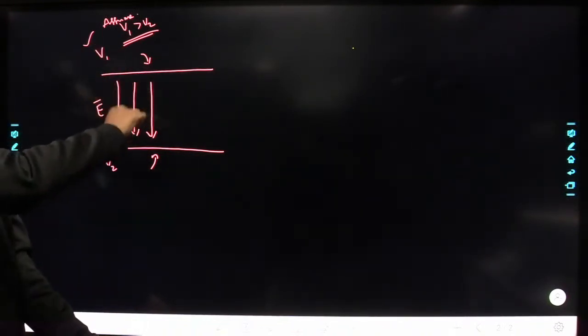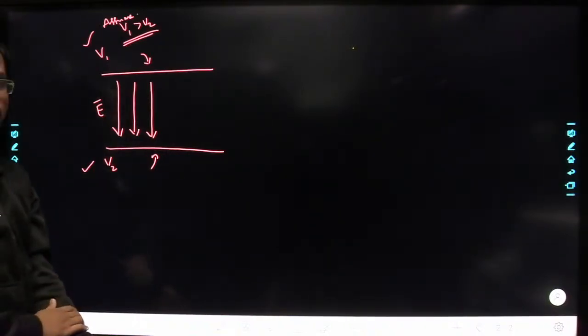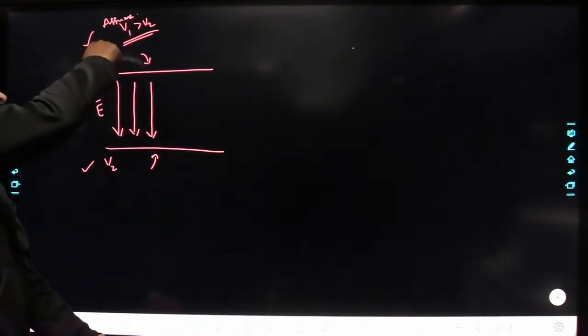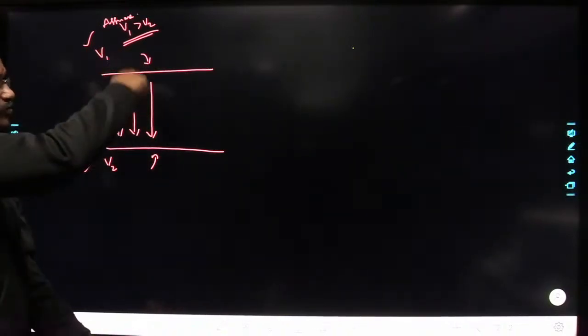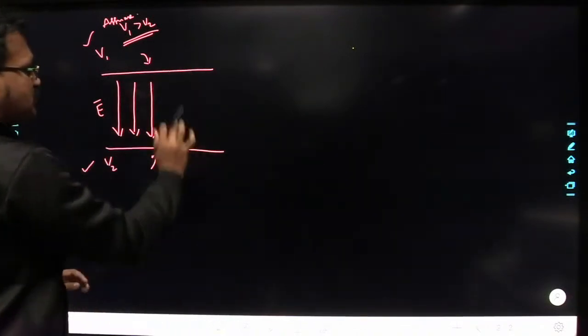There will be an electric field between these two lines. Yes or no? And what is the direction of the electric field here? The direction of the electric field must always be from higher potential to lower potential. It is going to point like this. Understood? Okay.